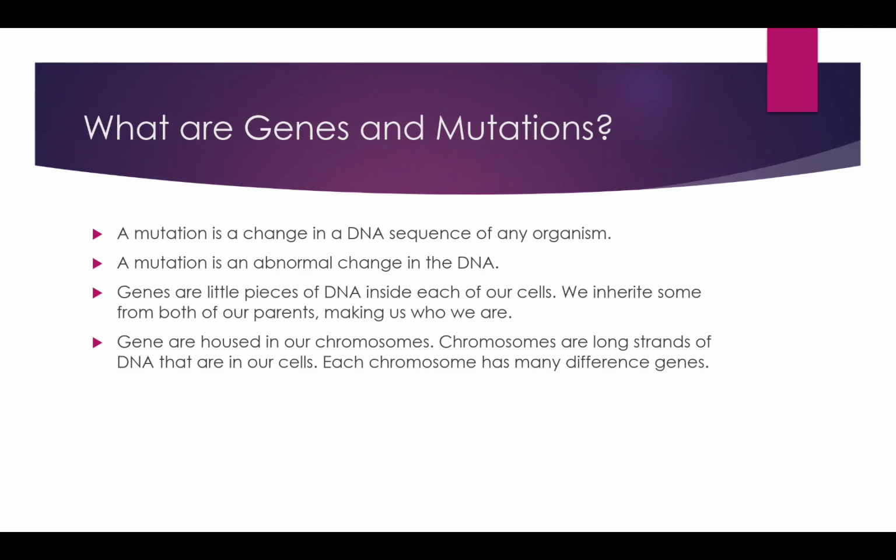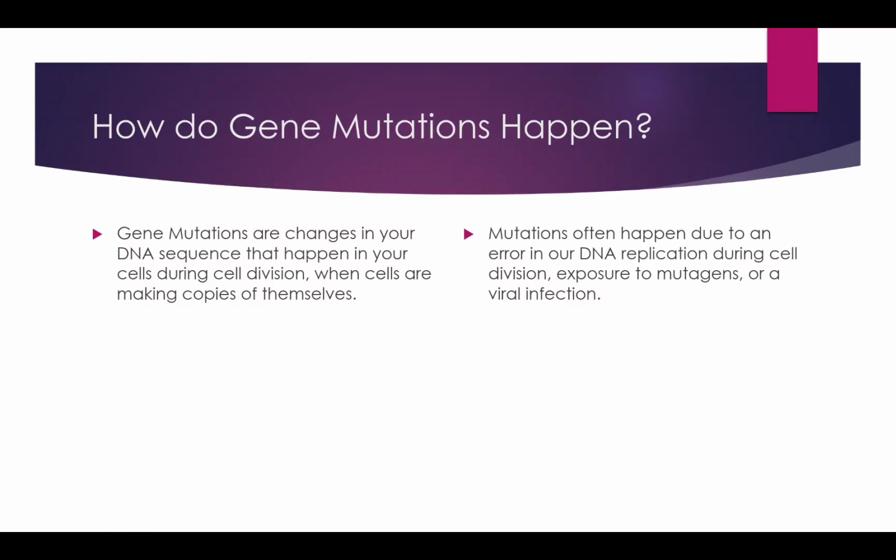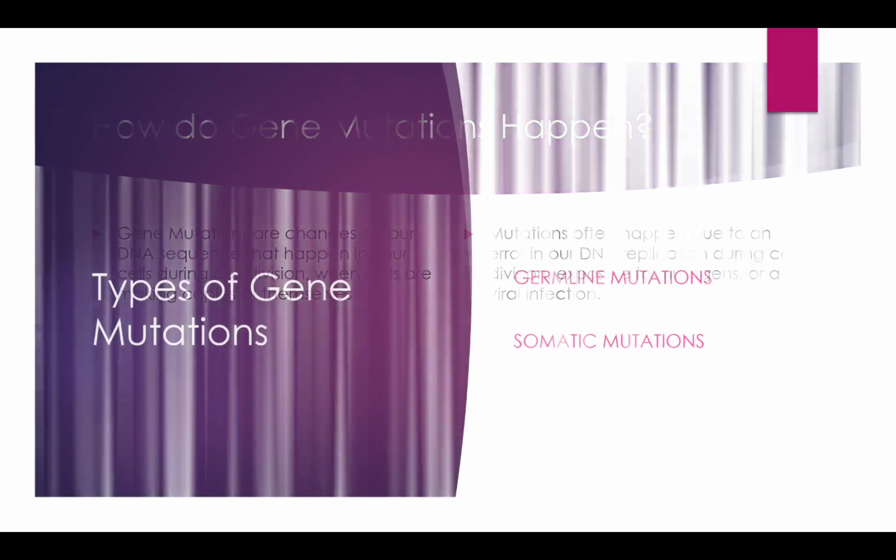Genes are stored in our chromosomes. Chromosomes are strands of DNA that are in some of our cells. Gene mutations happen in our DNA sequences during cell division. They often happen due to an error in our DNA replication, exposure to mutagens like the X-Men, or viral infections.